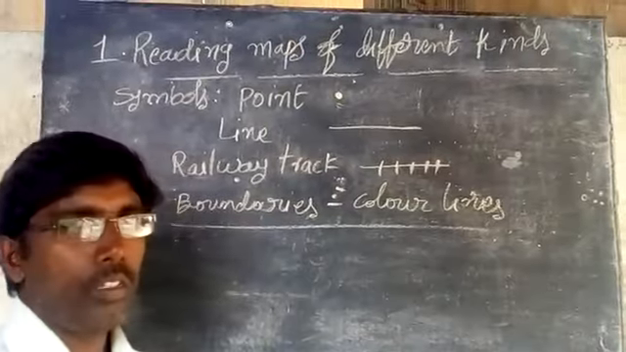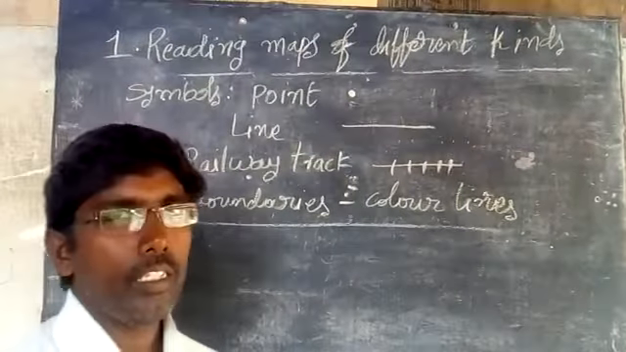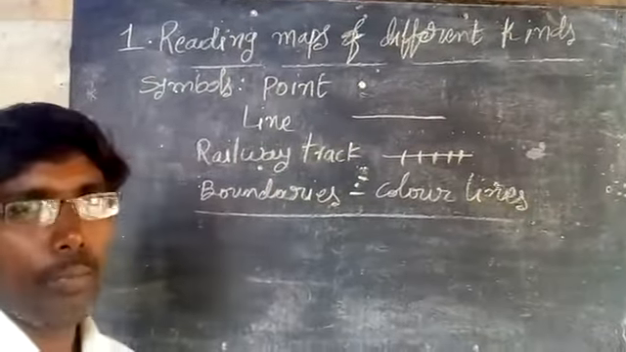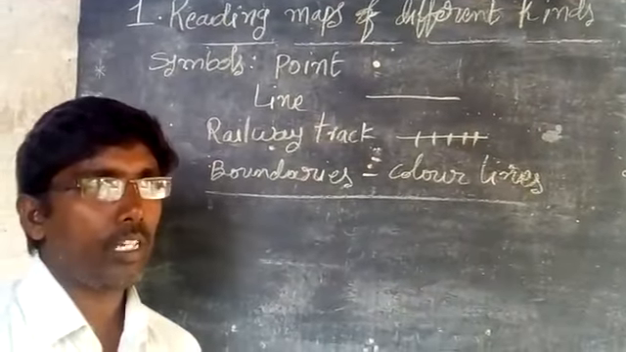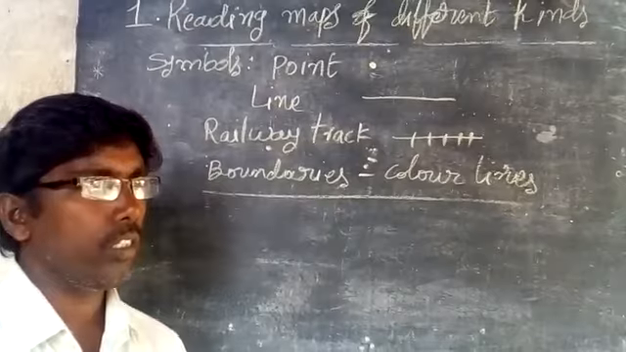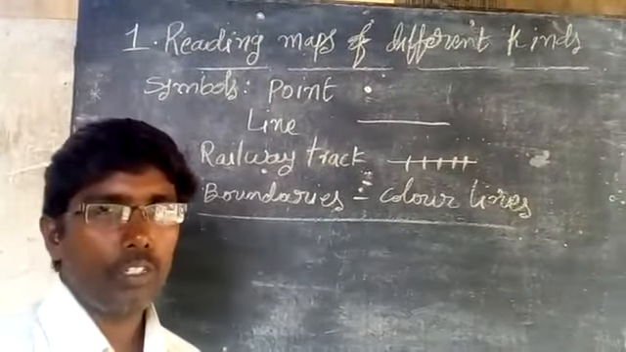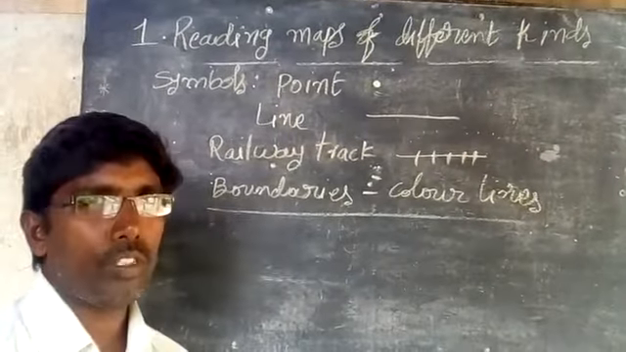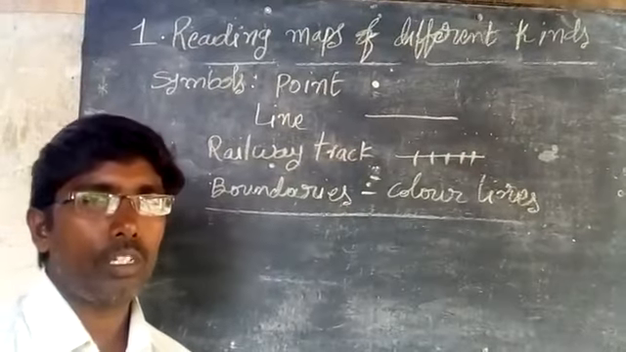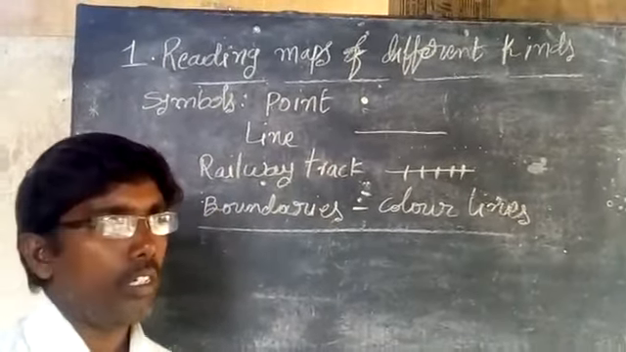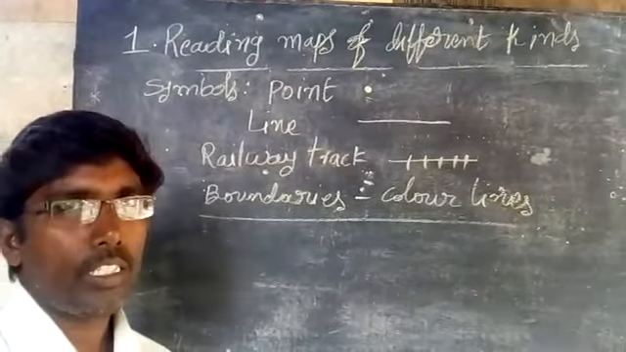Symbols. Now we will study symbols which are used in maps. In the previous class, that is in 6th class, first chapter, you learned different symbols which are used in maps. Map makers use symbols to show the physical objects on a map.